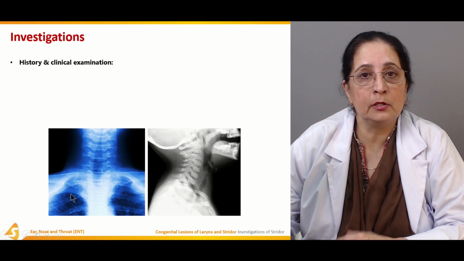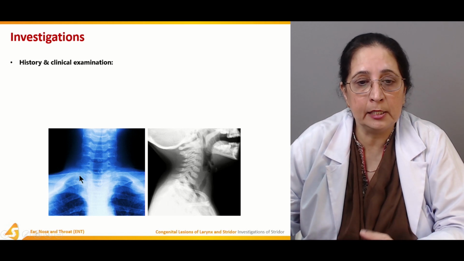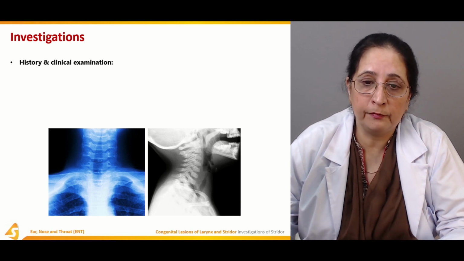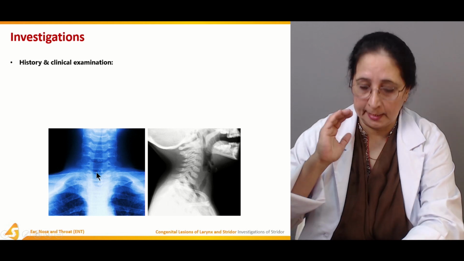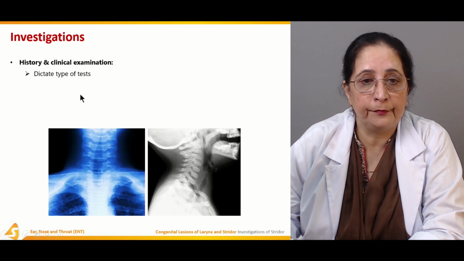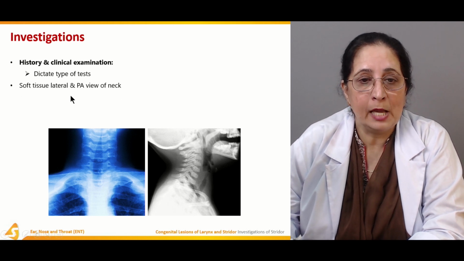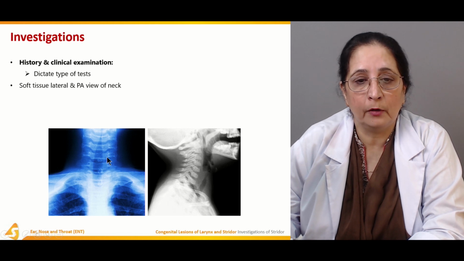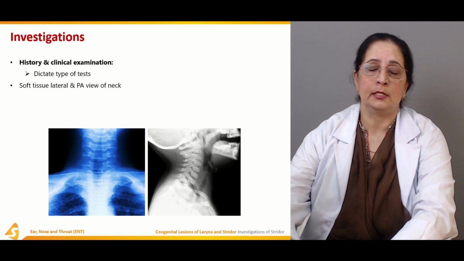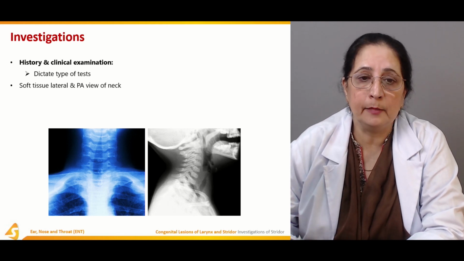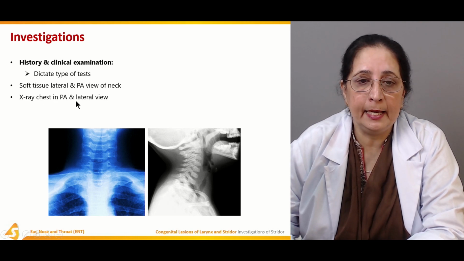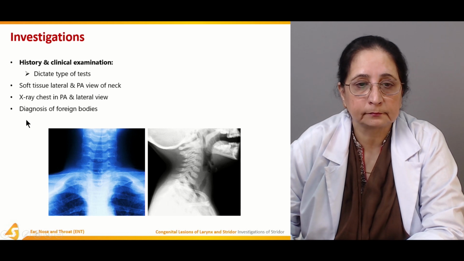The X-ray is also very, very important in finding the cause. If there is any mass, neoplasm, or any foreign body present, that can be easily detected by the X-ray. The types of tests are soft tissue lateral and PA view of the neck, lateral and posterior-anterior view of the neck, and chest. X-ray of the neck is important in finding the cause. Then X-ray chest in PA and lateral view.